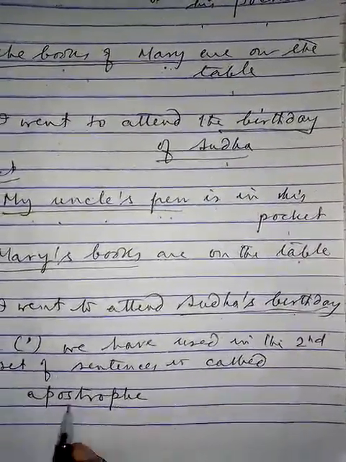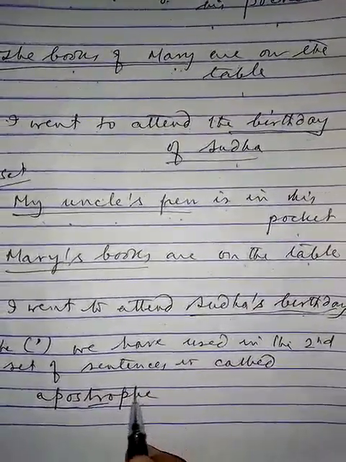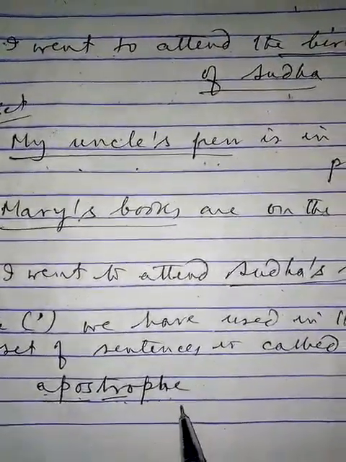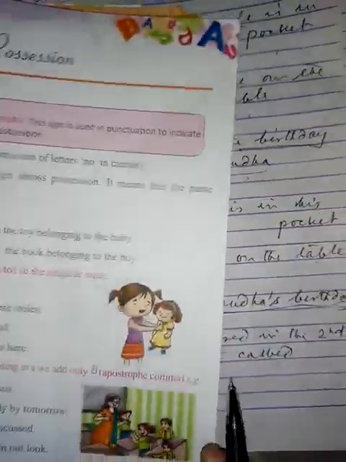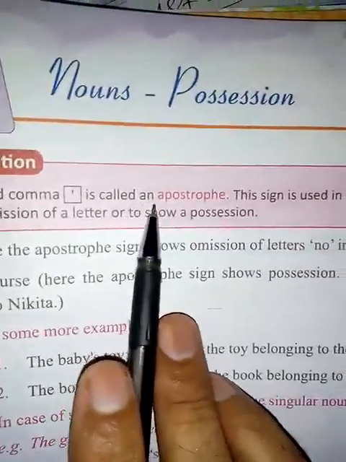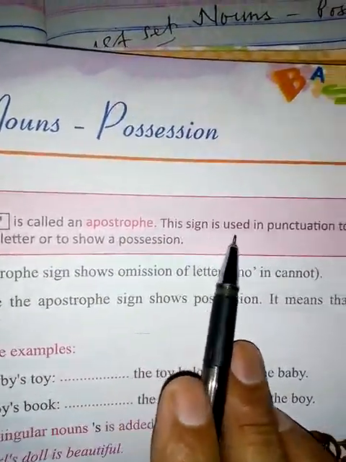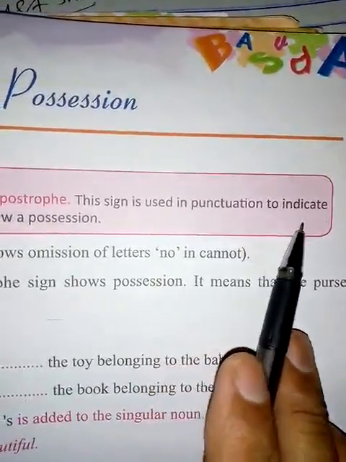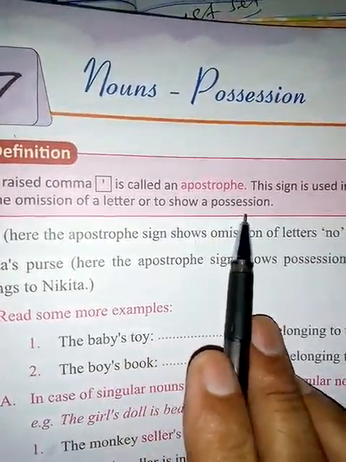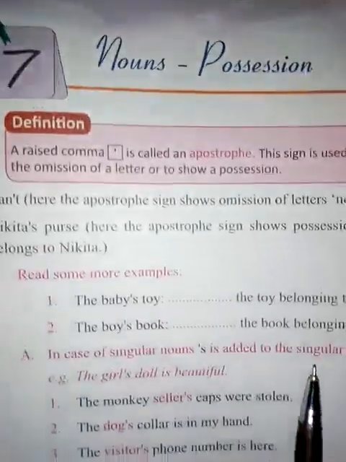apostrophe. It is written in a book as apostrophe. A raised comma, this one is called an apostrophe. This sign is used in punctuation to indicate the omission of a letter or to show possession. Clear? Here are given examples.